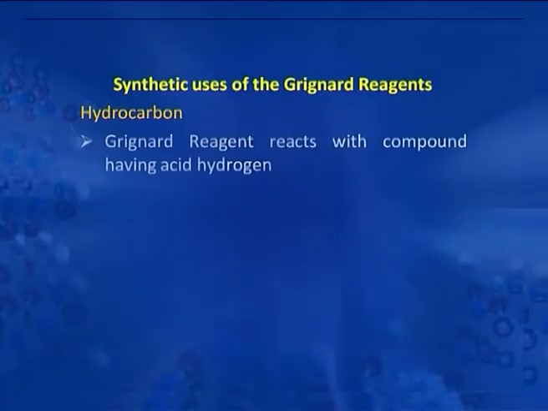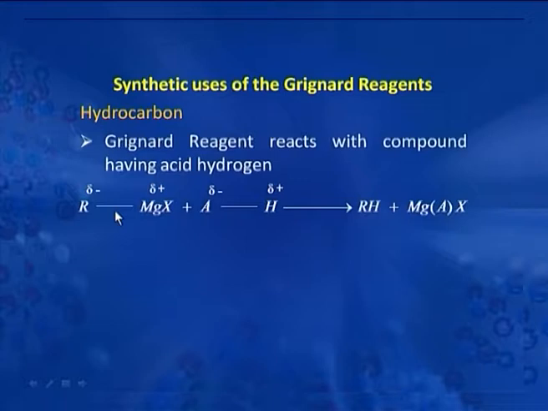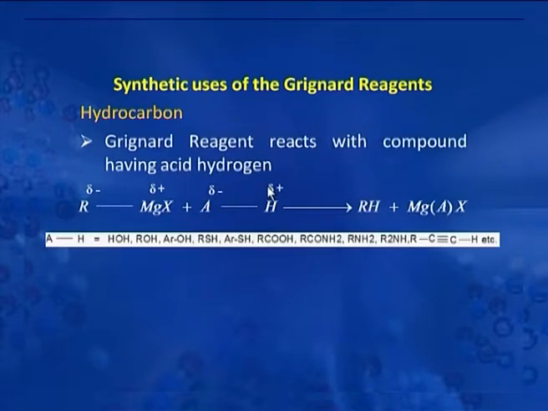Hydrocarbon. Grignard reagent reacts with compounds having active hydrogen. Here is a compound having an active hydrogen. With the help of this active hydrogen, we prepare hydrocarbon. The AH may be water, alcohol, aryl alcohol, thiols, acids, amides, amines, etc.